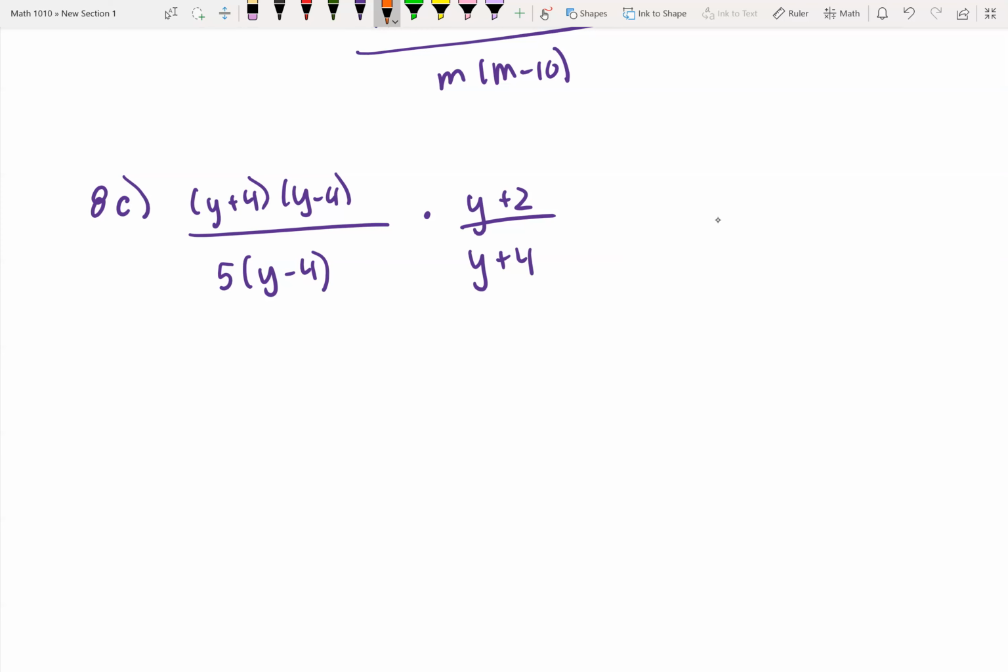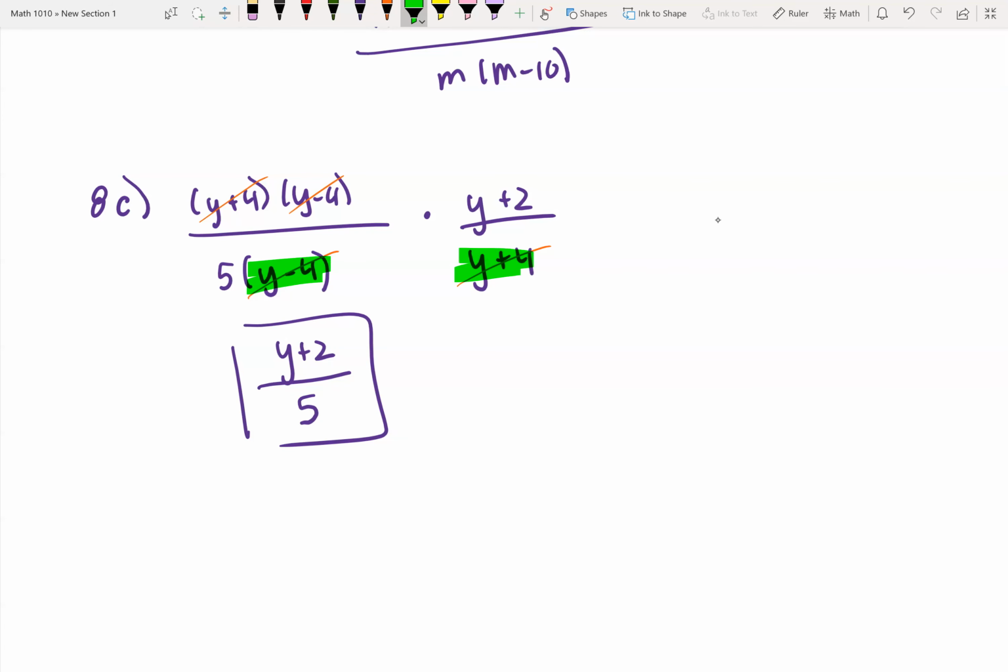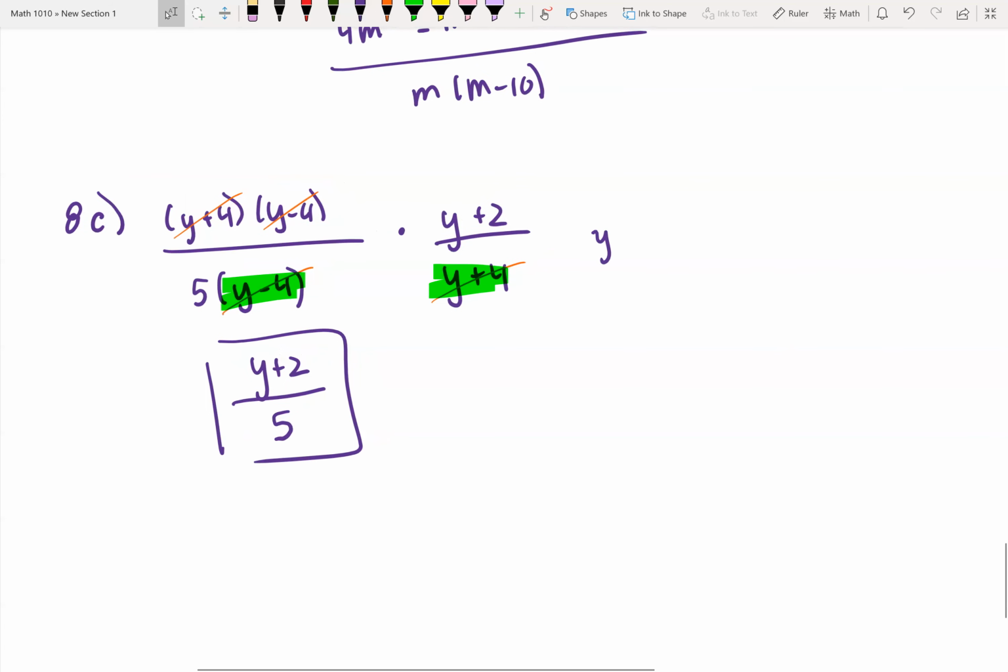Okay, so now this y plus 4 cancels with that one, y minus 4 cancels with that one, so on the top I have a y plus 2, on the bottom I have a 5, and I'm done. In terms of restrictions, anything in the denominator is a restriction, so if they did ask you for restrictions, it would be y cannot be 4 and a negative 4, and this is also a restriction because before I flipped it, it was on the bottom.